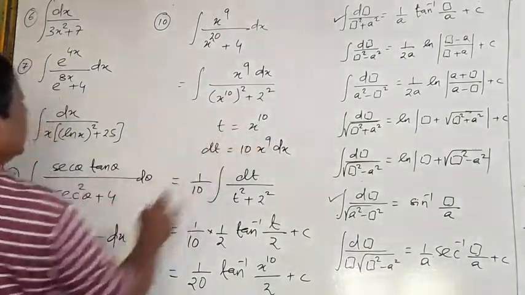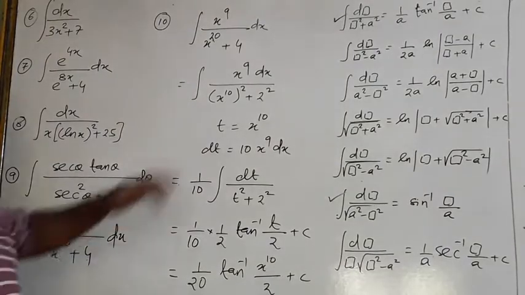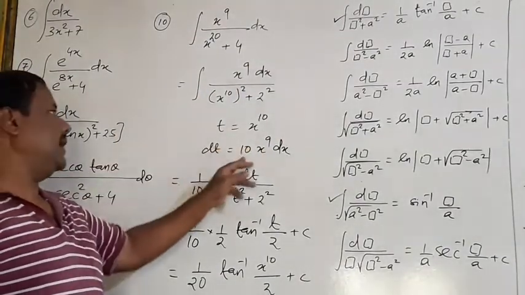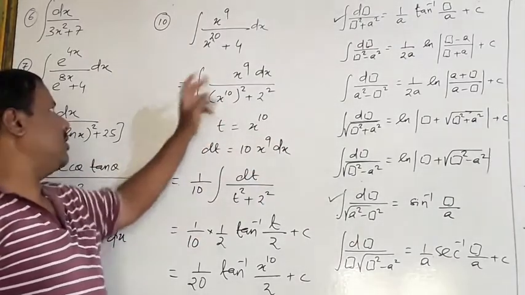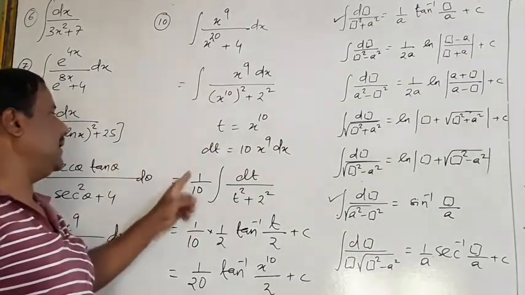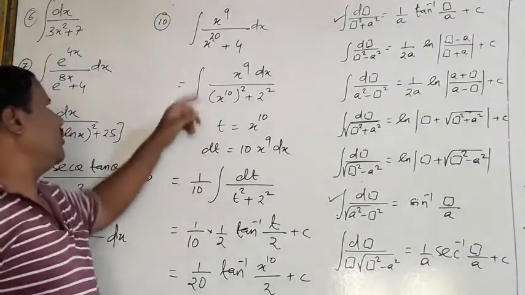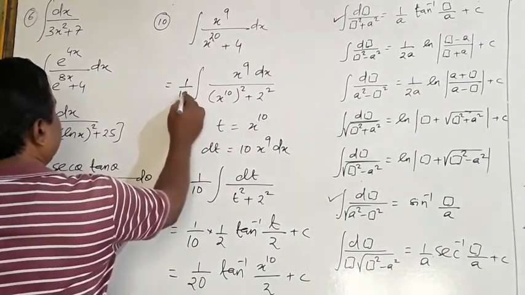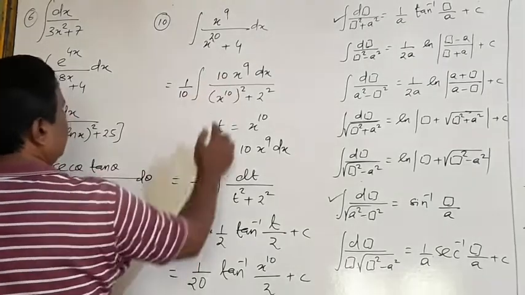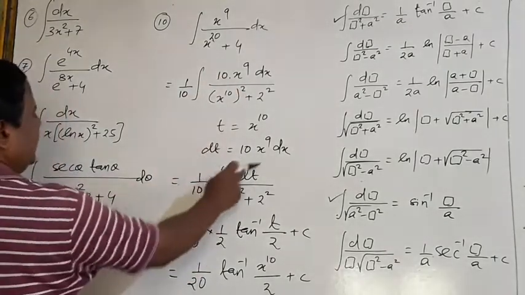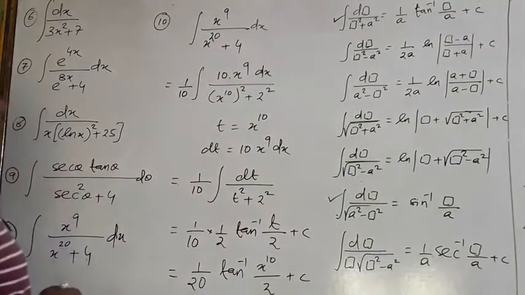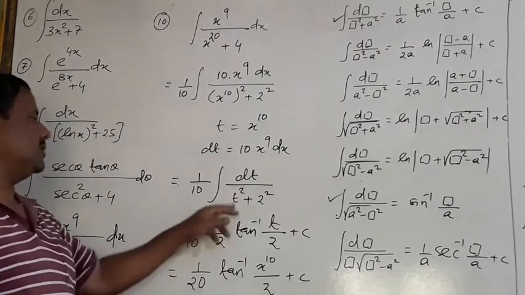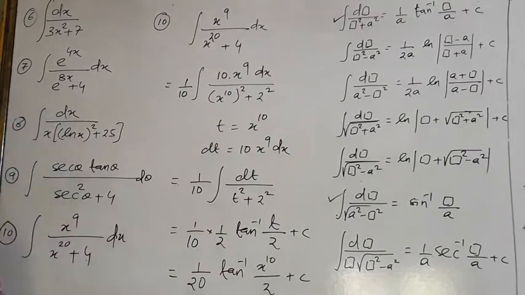And if you put x to the power 10, then already x to the power 9, whose derivative, x to the power 10 ka derivative is 10 x to the power 9. So just multiply 10 and divide 1 by 10. If you multiply 10 and divide 10, 10 x to the power 9, you have to put dt. dt by t square plus 2 square. It is 1 by 10, 1 by a means 1 by 2 tan inverse t by 2 plus c. Okay?